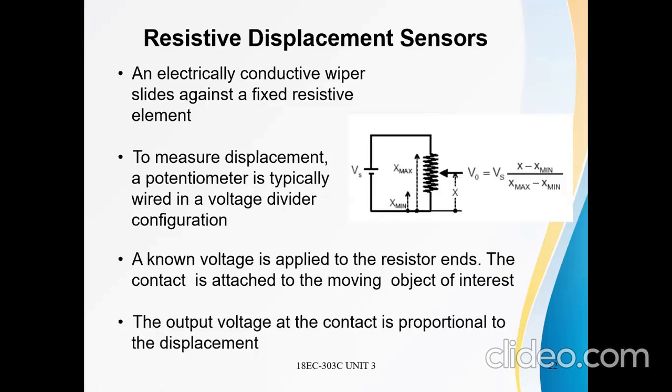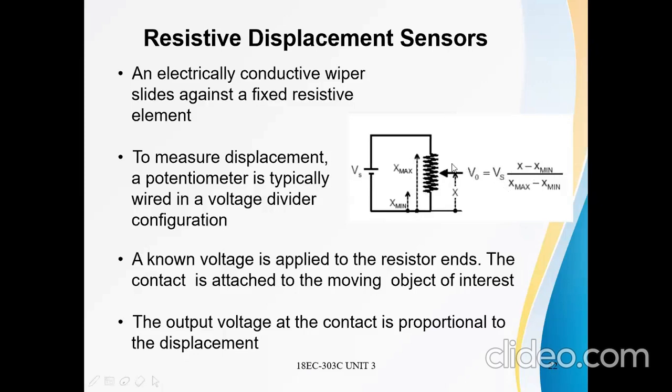This is attached to this wiper. The output voltage at the contact is proportional to the displacement. Based on the displacement, this wiper will be varied. That means this output V0 is proportional to the displacement. Here, what is V0? Output voltage with the voltage divider principle: applied voltage Vs into x minus x minimum, where x is the distance of the varied wiper, divided by x max minus x minimum, the total resistance. V0 equals Vs into (x minus x minimum) by (x max minus x minimum).